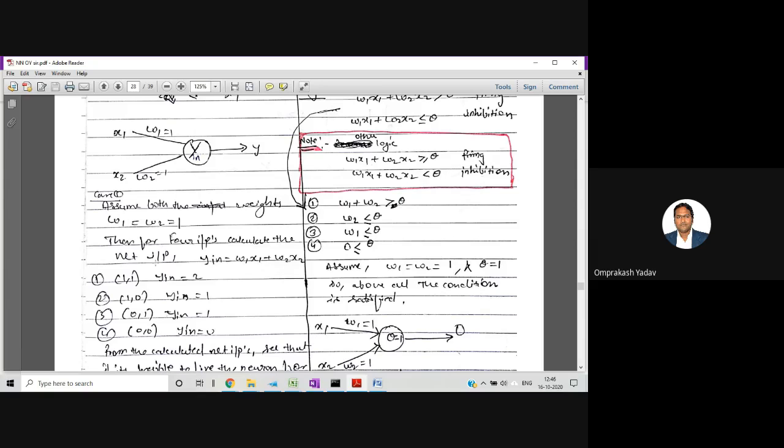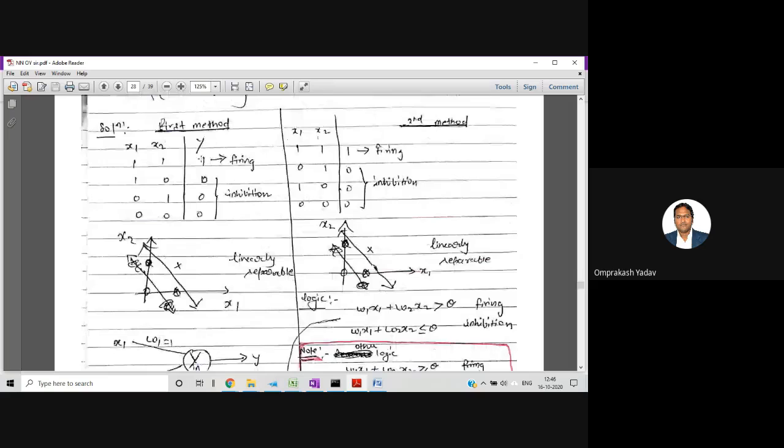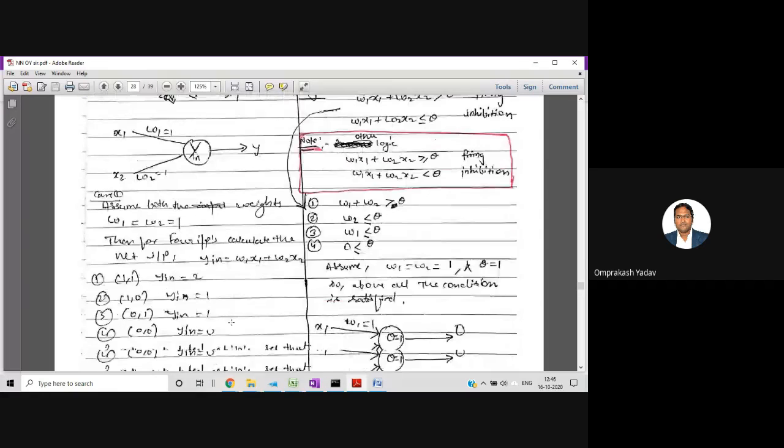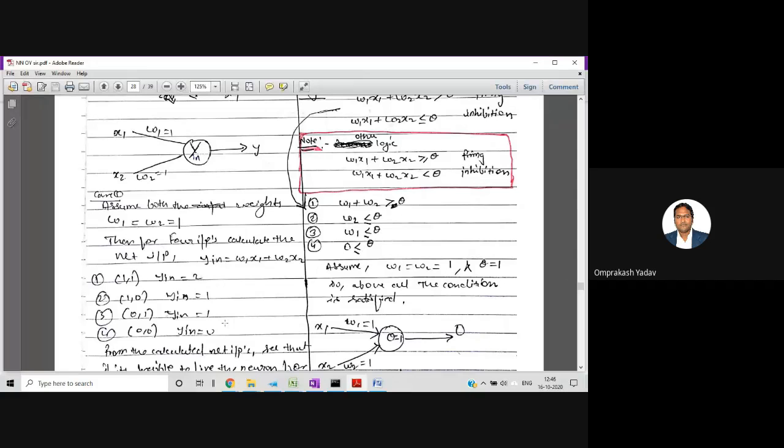Now once we have got this y in, our job is to check whether it matches the particular output or not. In the table we saw that for the first pair it should fire, and for the rest of the cases there should be inhibition. So we check whether we get the same relation here. We can choose the threshold, that's a freedom we have, but after choosing the threshold we have to check whether we are able to separate the first condition from the rest.